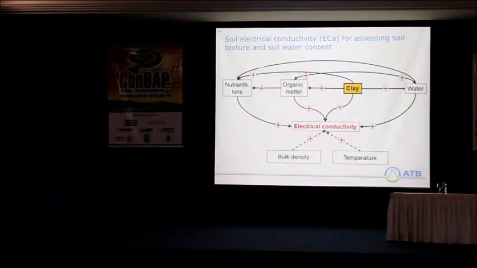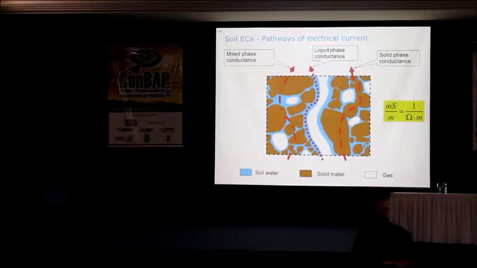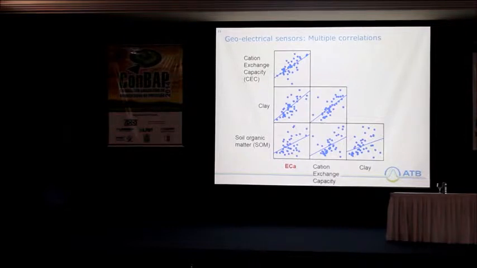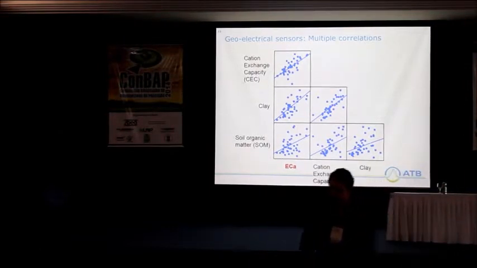Electrical conductivity is influenced by many factors. The most important one is clay, and clay also affects other factors like water content, organic matter, nutrients, ions, and so on. Due to this fact, you see multiple correlations with these soil parameters, and it's often hard to distinguish which is the main factor for ECa.